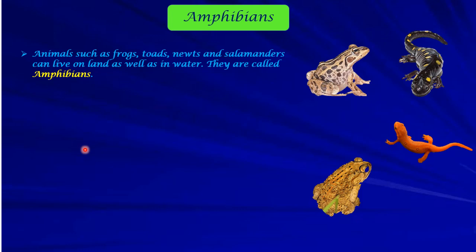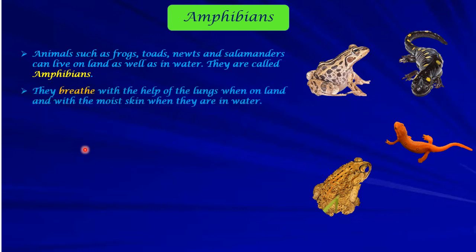Mostly we can say all different categories of newts can be categorized under salamanders, but all salamanders cannot be newts. They breathe with the help of the lungs when on the land and with the moist skin when they are in water. This is what I said. This is a specific feature of amphibians. When they are on land, they will use their lungs. They have two breathing organs, one is the skin and the other one is the lungs. When they roam around the land, they will be able to use their lungs, and when they are inside the water, they will use their skin to respire.